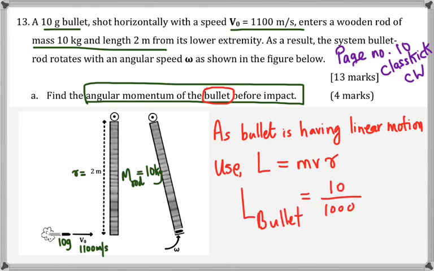So we substitute the values for the bullet. The mass of the bullet is 10 gram. We convert that into kgs by dividing by 1000. Then we substitute the value of velocity, and the value of r, that is the distance from the axis of rotation, and we get the answer as 22 kg meter square per second.